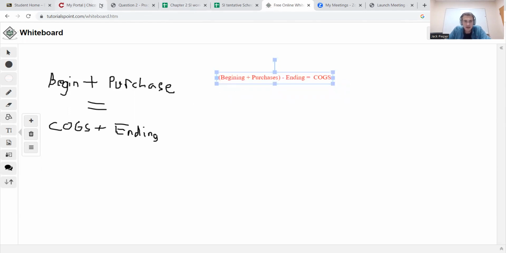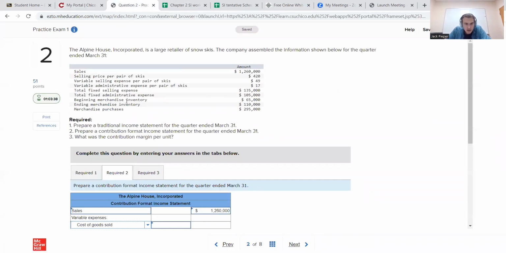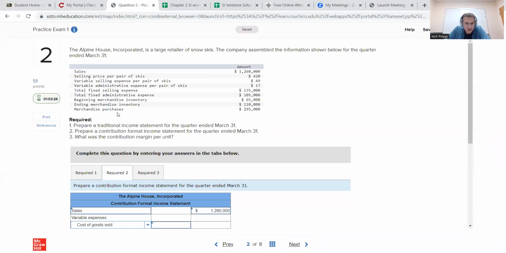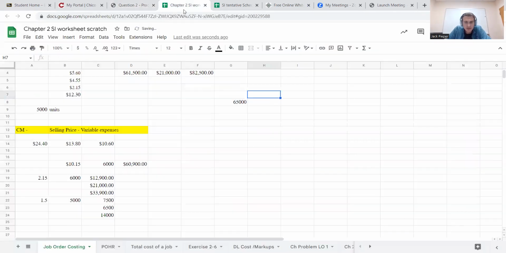Okay, so here's how you're going to do it on the test. Our beginning merchandise inventory is 65,000. Our merchandise purchases was 295,000. And if we add the two together, we will get what's called our cost of goods available for sale. All the cool kids call it COGAFS. It's super nerdy, but now you know. This is our cost of goods available for sale.